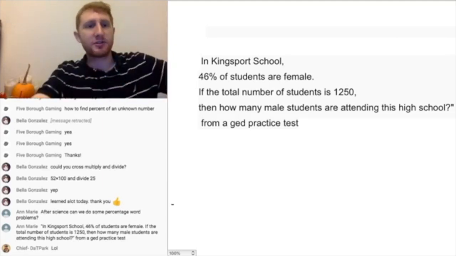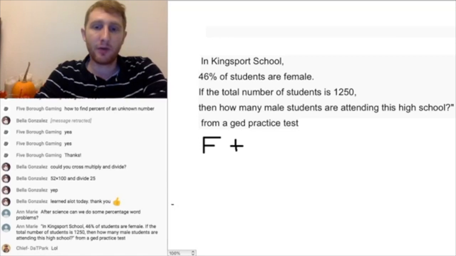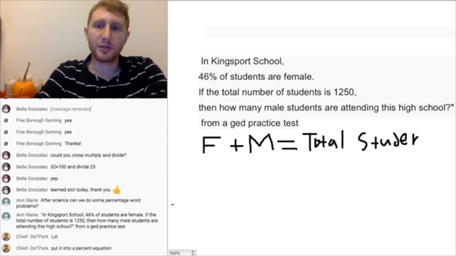So the first thing that we need to do is make an equation here. This should be common sense. So let's say we've got our females, which I'm going to just abbreviate as F. We've got females and we've got males. All right, and so that's going to equal the total number of students, right? So our total number of students, we get that by adding female and male. And in order to answer the question, which is how many students are male, we've got to find this M here. And so whenever we do word problems, let's make sure that we're crystal clear on what we need to find here.